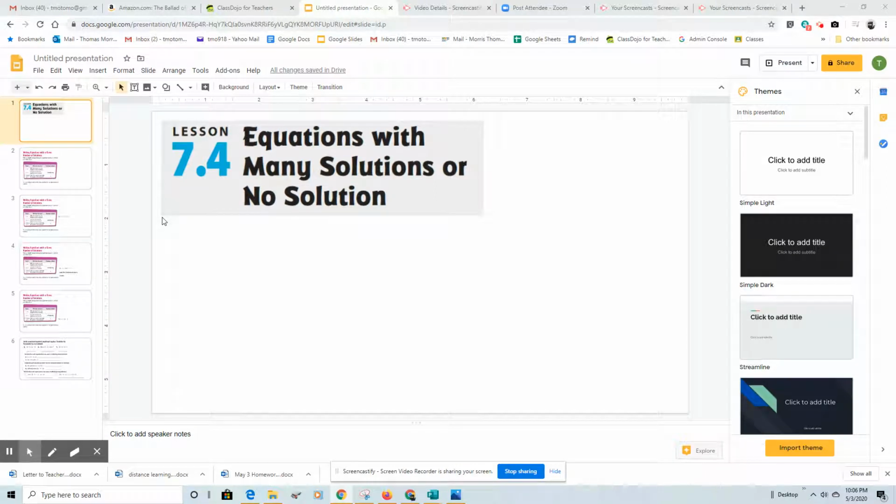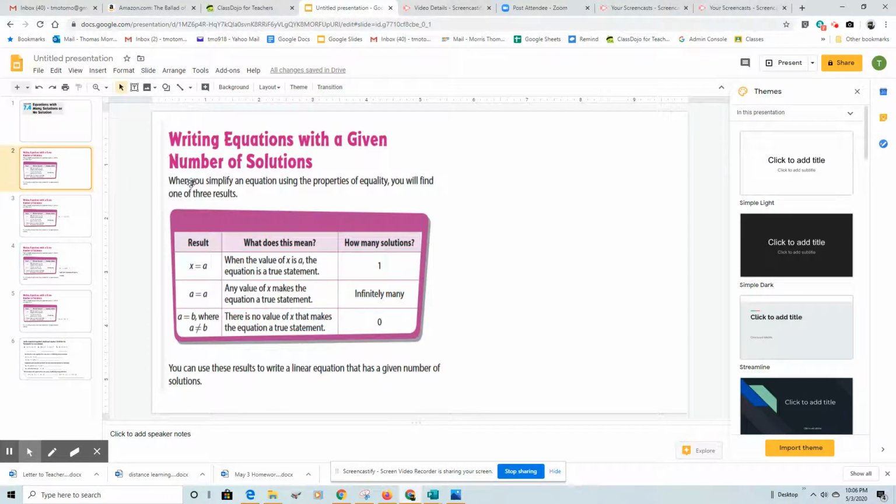All right, today's lesson is GoMath 7.4, equations with many solutions or no solution. GoMath gives us this nice little table of the differences between the three. You'll see the ones we've done over the last couple weeks have all been in the first category, and that is when x equals a certain answer. And we've seen that now.